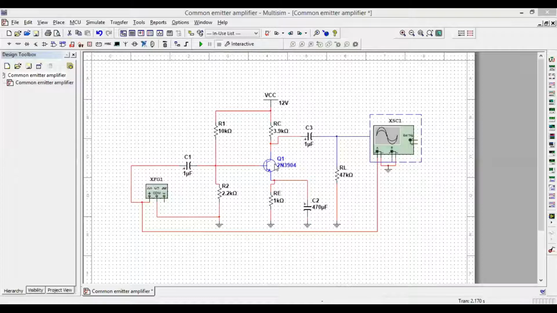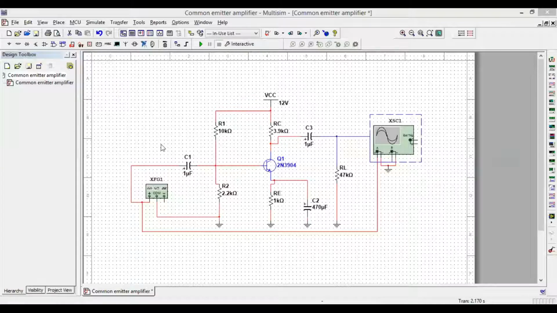We have the transistor 2N3904. This is the model of the transistor, and we are using this transistor in a common emitter configuration. If we look at this circuit, the emitter of this transistor is common. We are providing the input signal to the base of the transistor, and we are taking the output from the collector of the transistor.